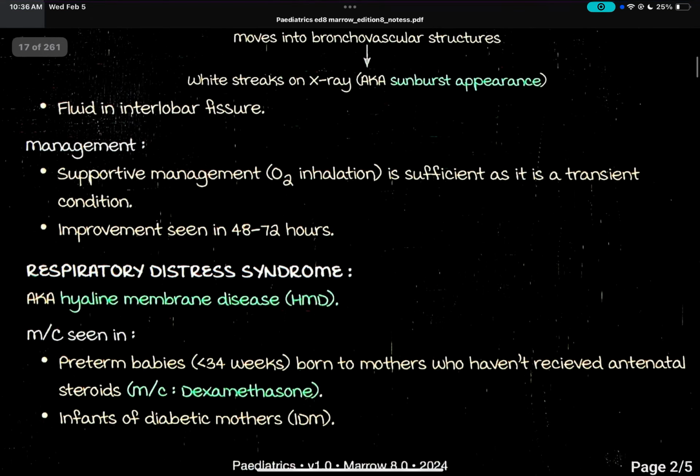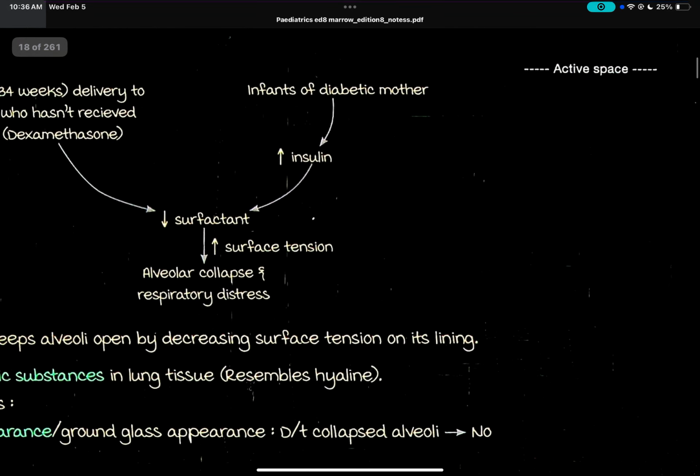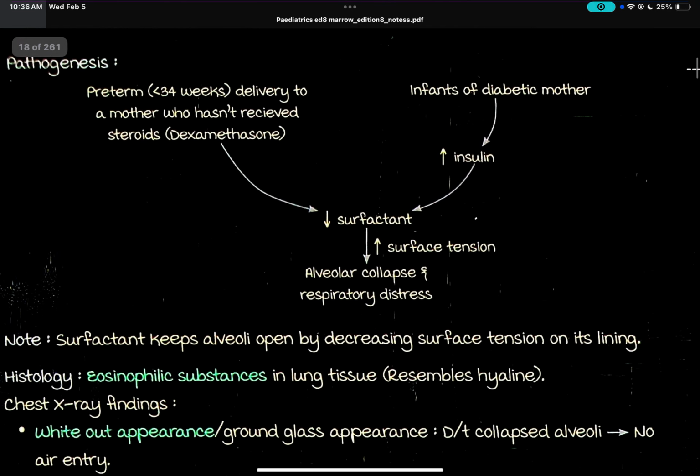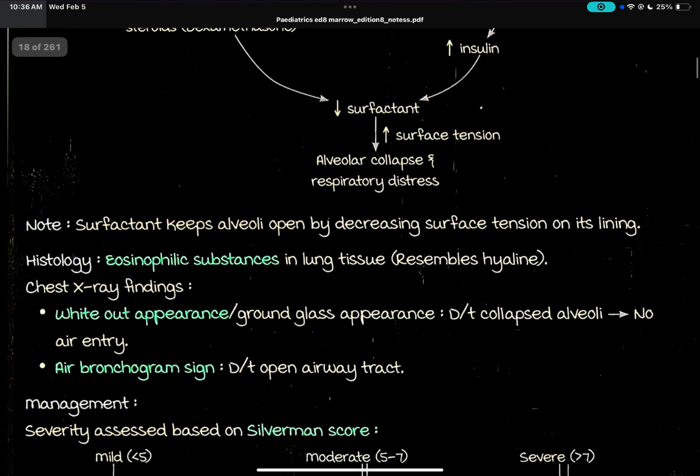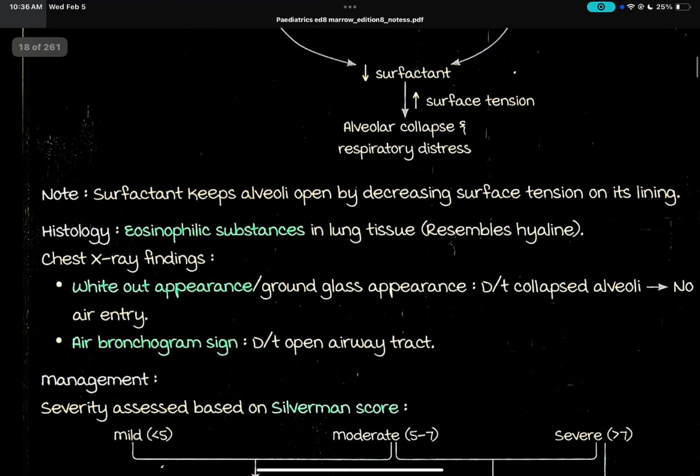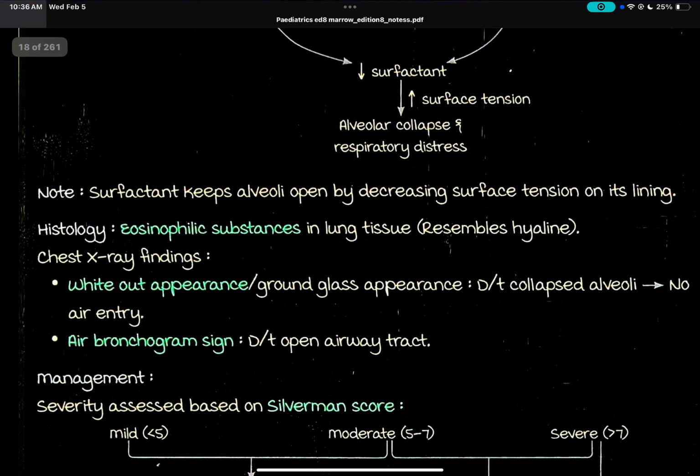Infants of diabetic mothers can also have RDS, that is hyaline membrane respiratory distress. Pathogenesis: preterm delivery at less than 34 weeks to a mother who hasn't received steroids such as dexamethasone, and infants of a diabetic mother, which has increased insulin. Both will cause decreased surfactant. So it will increase surface tension, and alveolar collapse and respiratory distress will happen. Note, surfactant keeps alveoli open by decreasing surface tension on its lining.